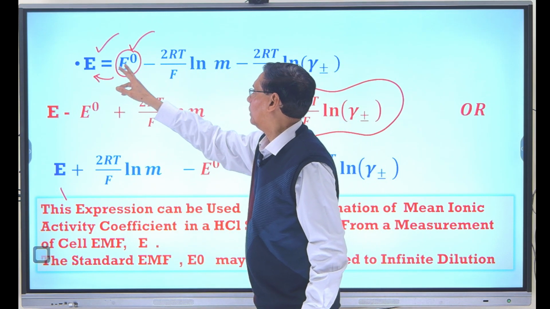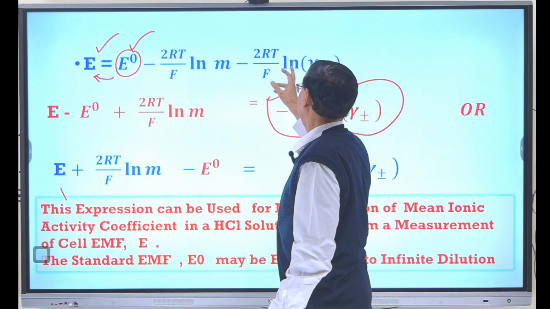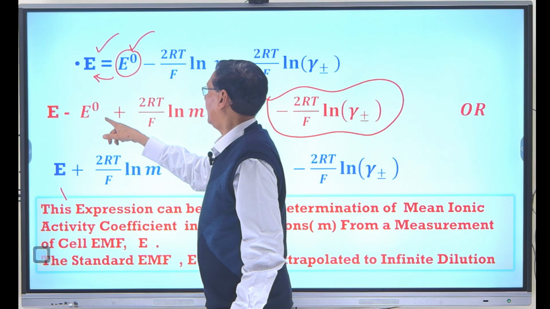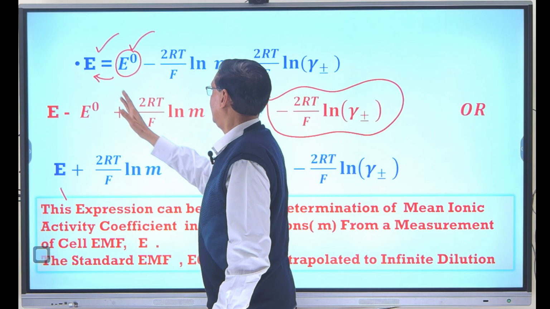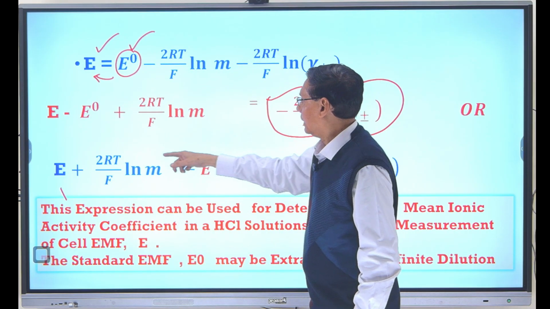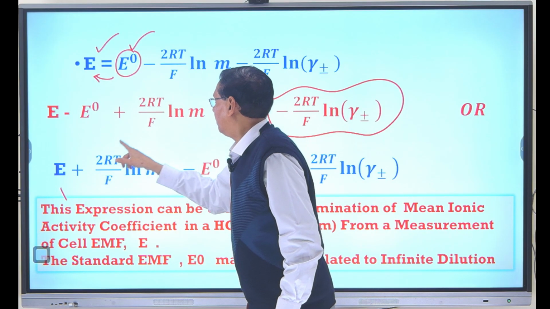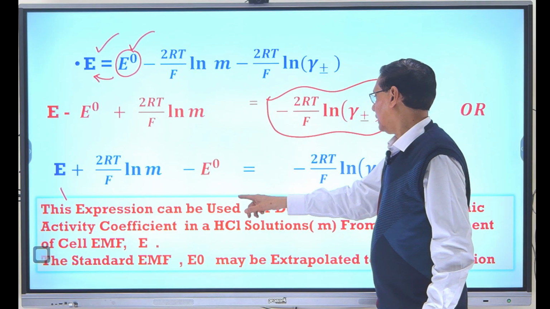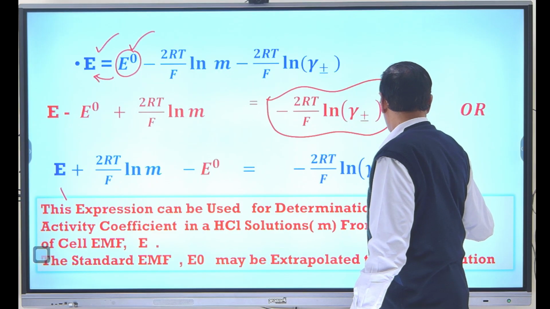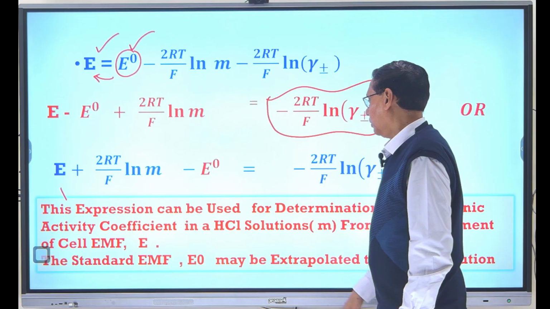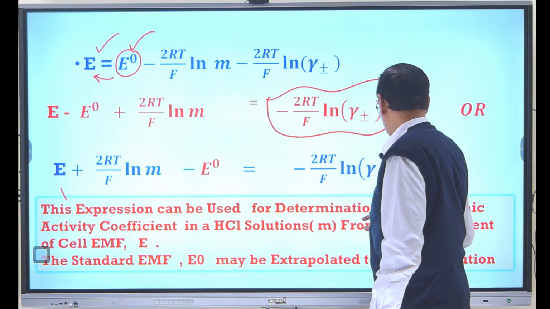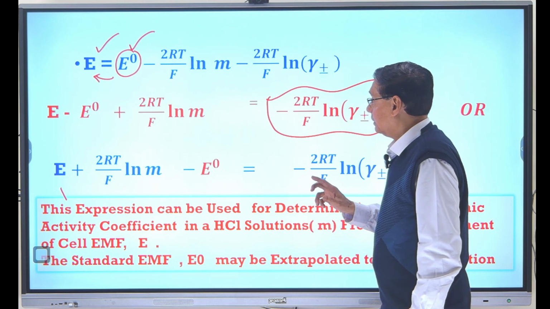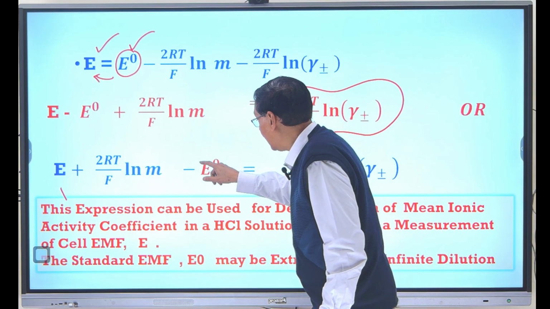हमने क्या किया, E is equal to E0 minus 2RT natural log of M gamma. So I just rearrange this equation. इसको हमने यहाँ ले गए, ये माइनस हो गए, इसको हम यहाँ ले गए, ये प्लस हो गए, as it is. Or I can write like that. You see, E plus same thing. There is no difference. So this expression can be used for the determination of mean ionic activity coefficient in a hydrochloric acid solution from a measurement of cell EMF E. But there is a problem: how do you calculate the E0.